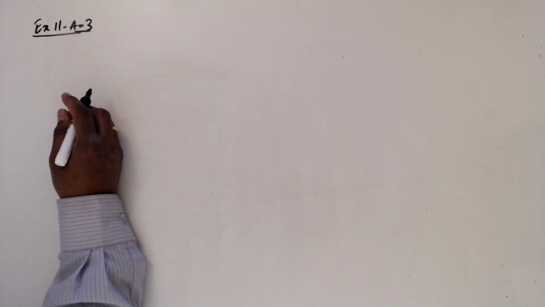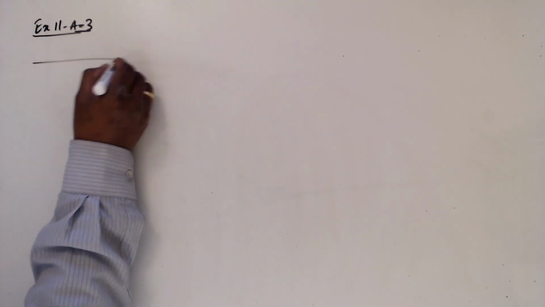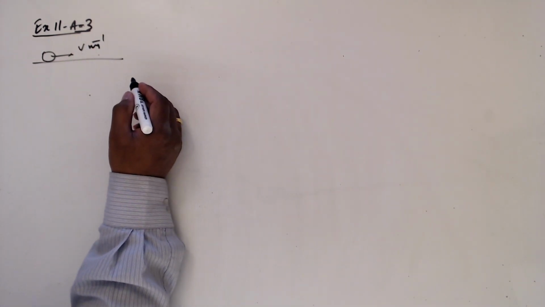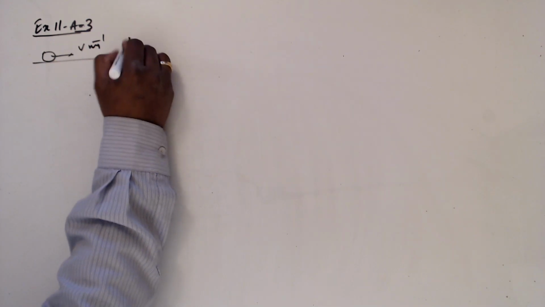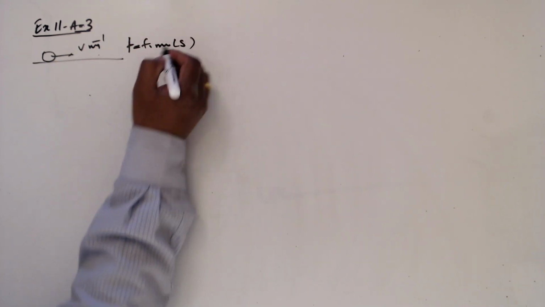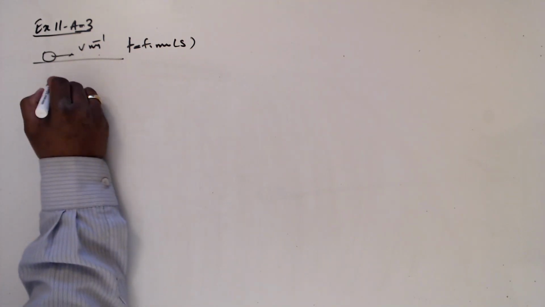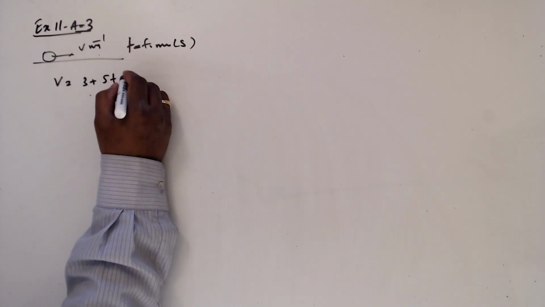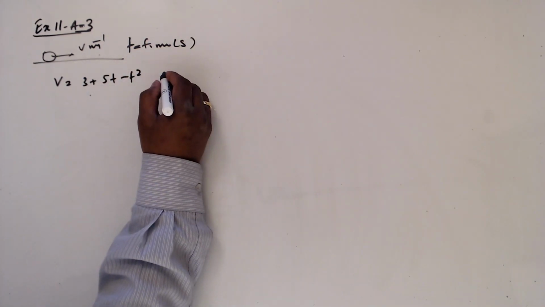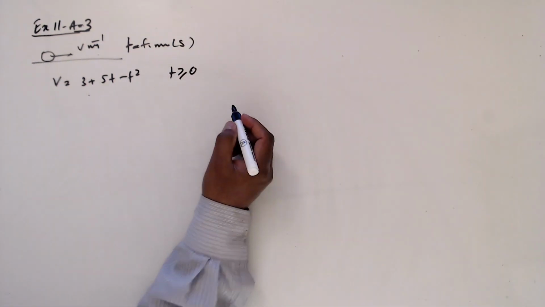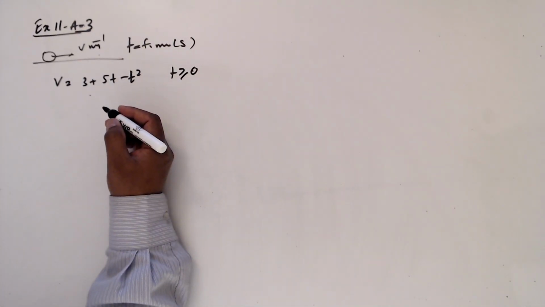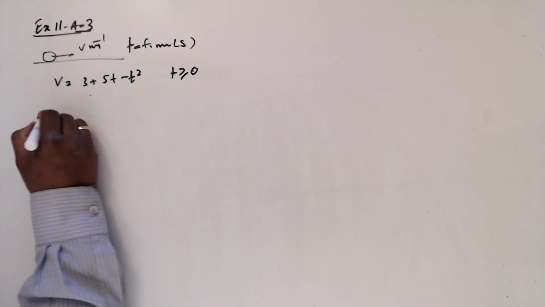Question number 3. A particle moving in a straight line such that its velocity is v meters per second, and t is time in seconds. The relationship is given: v equals 3 plus 5t minus t squared, t greater than or equal to 0. Time can't be a negative value. The first one: the velocity of the particle when t equals 1. This is a standard question.